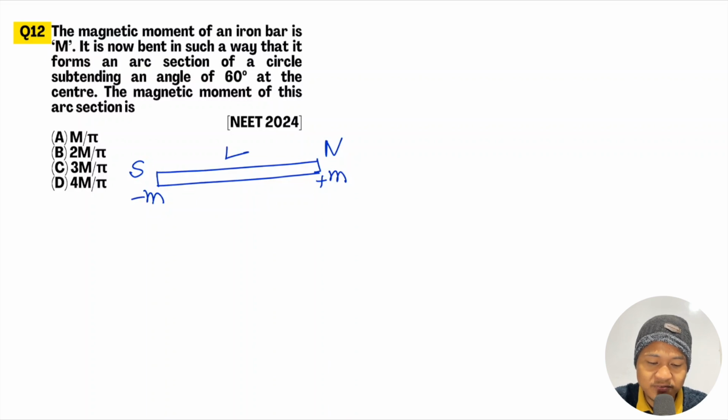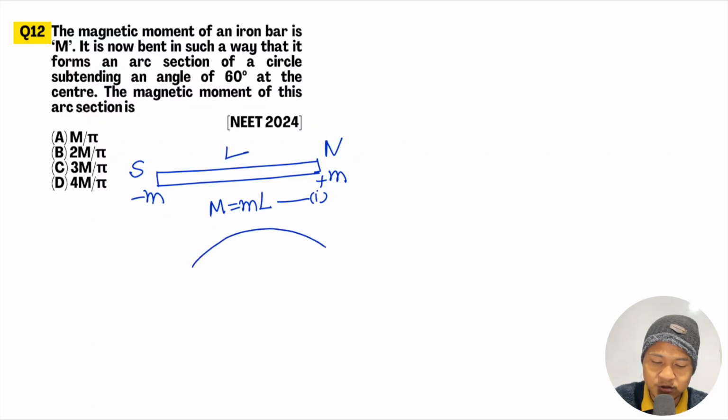Initially it is given that the magnetic moment is capital M, so small m into L. This is equation 1. Now it is bent in such a way that it forms an arc of a circle, subtending an angle of 60 degrees at the center. It is bent like this, and it is given that this subtends an angle of 60 degrees at the center.